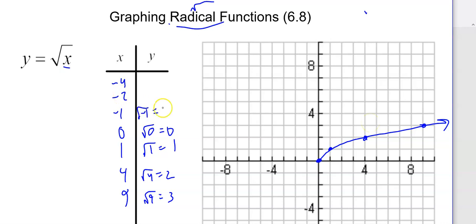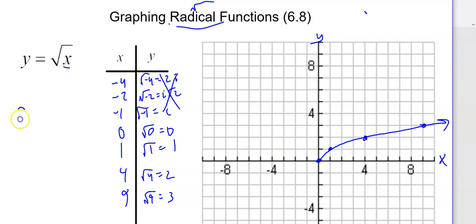If I plug in x is -1, that's i, which I can't really graph over there, right? If I take square root of -2, I get i root 2. I can't really graph that. Square root of -4 is 2i. I can't really graph that. These are x's and y's. There are no imaginary numbers on here, so it's not something we can graph. In fact, when you plug in a negative number, there is no graph for this function.